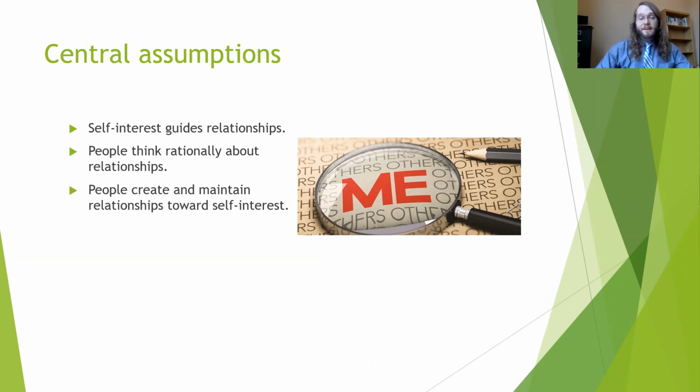Central assumptions of SET, and this is a big one, is the idea that we're self-interested, that we pursue relationships on the basis of what benefits us, that people think rationally about relationships, that they are able to assess the benefits and costs of a relationship, and that people will create relationships that benefit their self-interest. You might push back against these assumptions a bit, given that we might not think that self-interest is a guiding force in all instances when we think about family or other relationships.